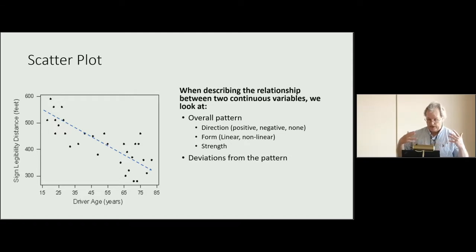And we can also look at the form. We can see that this looks fairly linear, right? If there was some curvature, we would see that in the scatter plot, right? So we can look at form, whether it's linear or nonlinear. And this will help drive what we do in terms of our statistical analysis. And we can look at deviations from the pattern, as well as we can look at the strength. How are these observations clustered around that line?